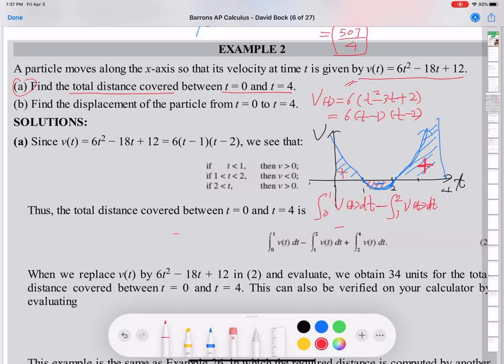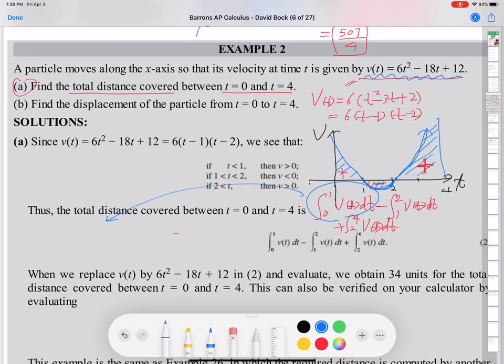Then what about 2 to 4? The integral of v(t) dt is already positive, so it's still positive. Just calculate these three different definite integrals and then add them. So first part, this part here: the integral from 0 to 1 of v(t) dt. What is the integral of v(t) dt? That means the integral of this function, right?